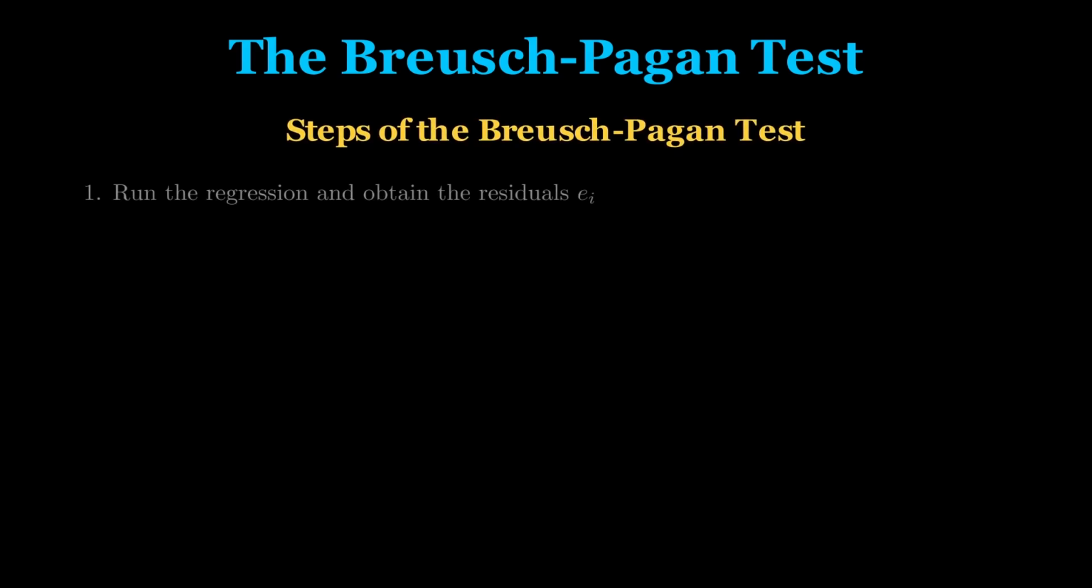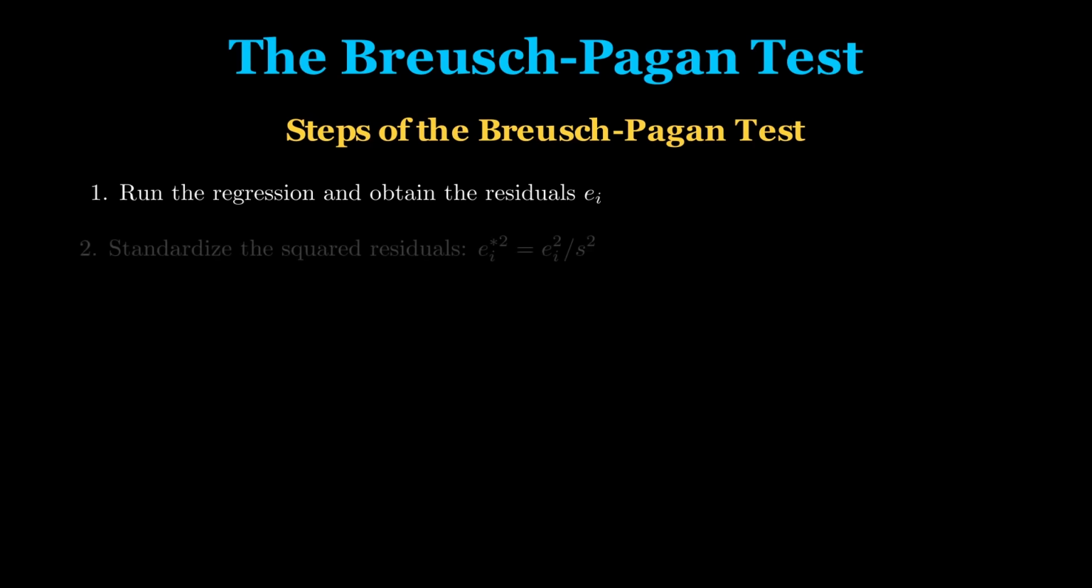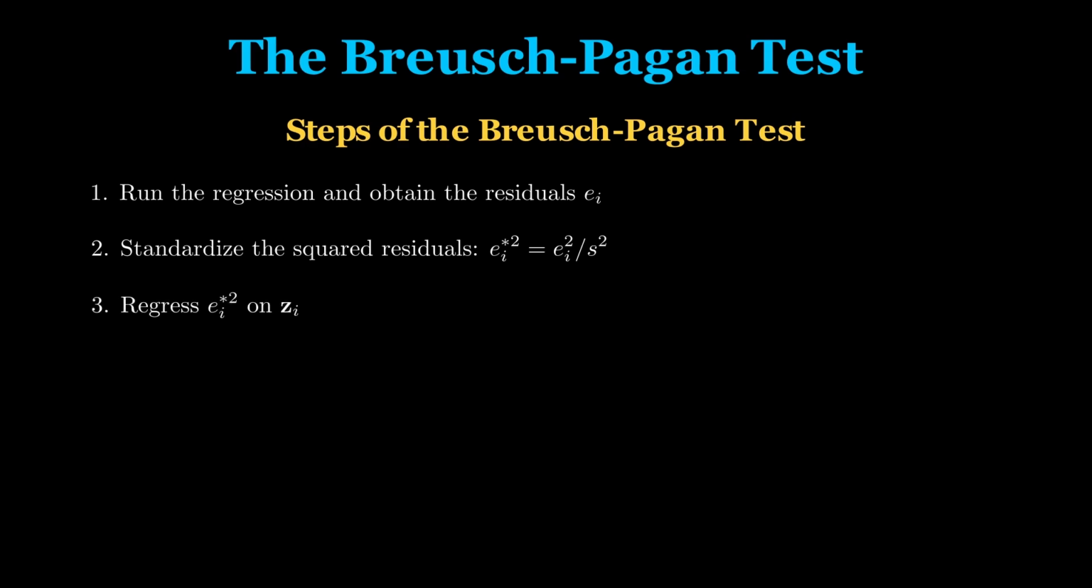The test has 5 steps. Step 1. Run the regression model and obtain the residuals, ei. Step 2. Compute the squared residuals and standardize them by dividing by the estimated error variance, s squared. This gives us ei star squared. Step 3. Regress the standardized squared residuals on the independent variables zi.